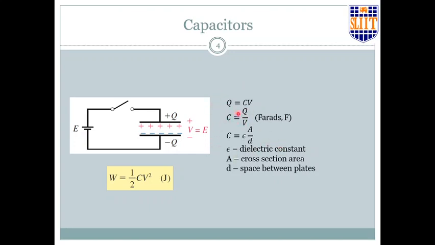This equation, of course, we have talked about earlier. C, the capacitance, is equal to epsilon A over D, where epsilon is the dielectric constant, A is the cross-sectional area, and D is the space between plates. So Q is equal to CV, that is, Q is the charge stored in the capacitor, which is equal to the capacitance times the voltage across the capacitor.